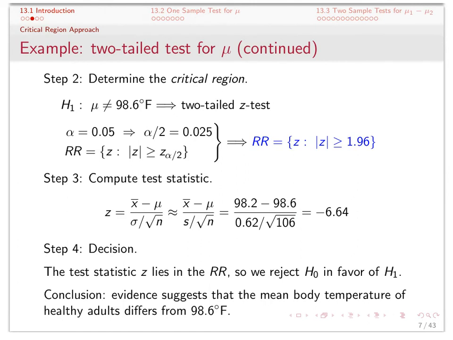Now here's our decision. This test statistic, z equal to negative 6.64, lies in the rejection region, since negative 6.64 has an absolute value which is greater than 1.96. This means that we're going to reject the null hypothesis in favor of the alternative. So our conclusion is that evidence suggests that the mean body temperature of healthy adults differs from 98.6 degrees Fahrenheit.